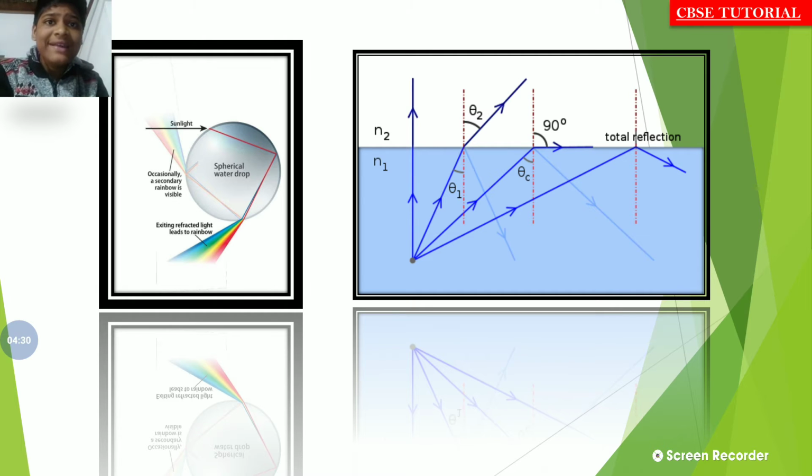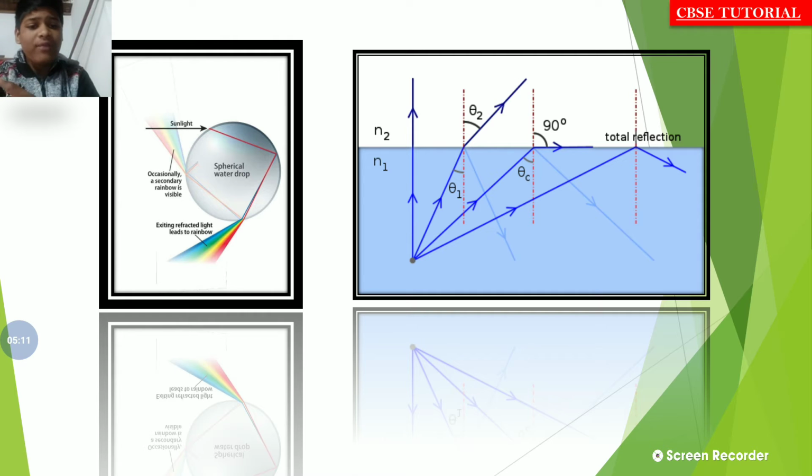Theta 1 is the angle of incidence. When the angle of incidence is theta 1, the ray refracts into the air medium at theta 2, the angle of refraction. Here normal refraction is occurring. So what is refraction? When the incident ray travels from one medium, whether rarer or denser, to a medium which is optically opposite to the first, then refraction occurs.